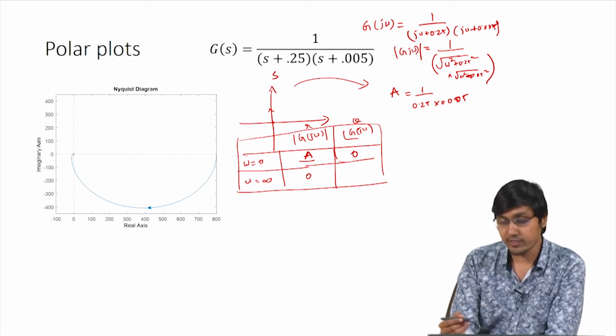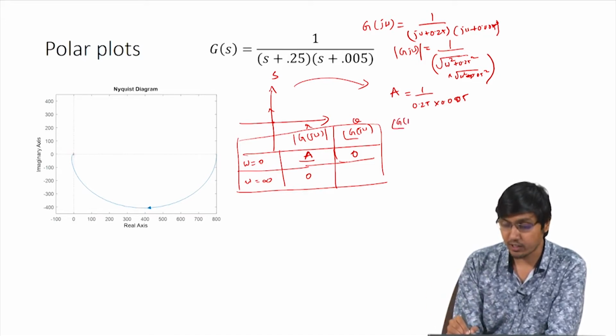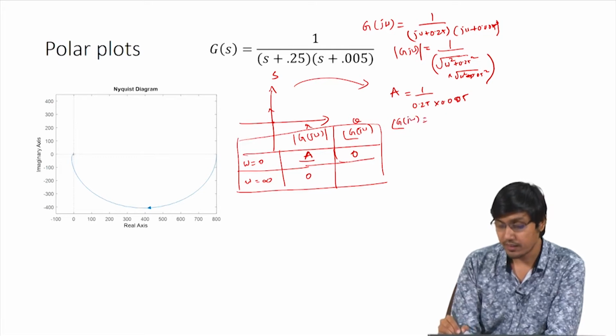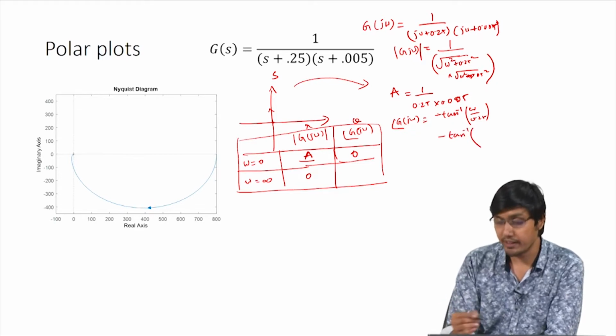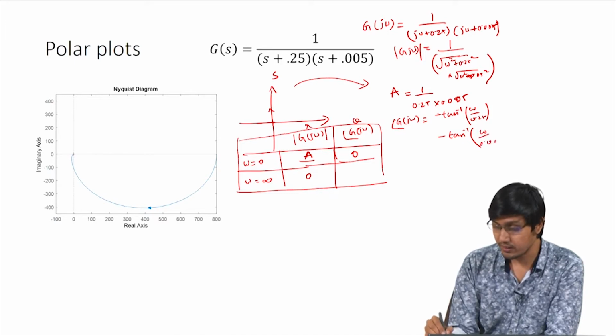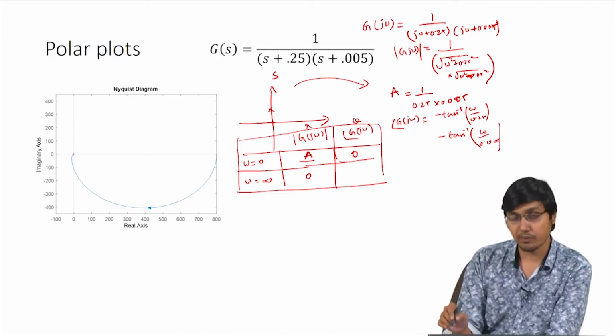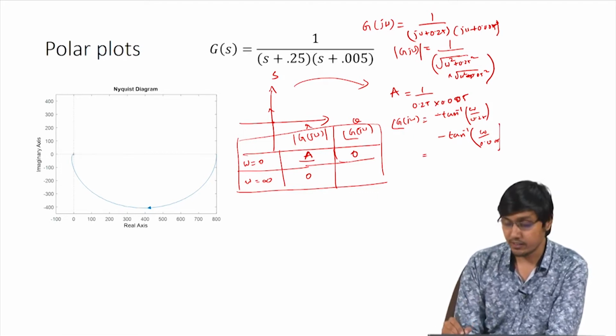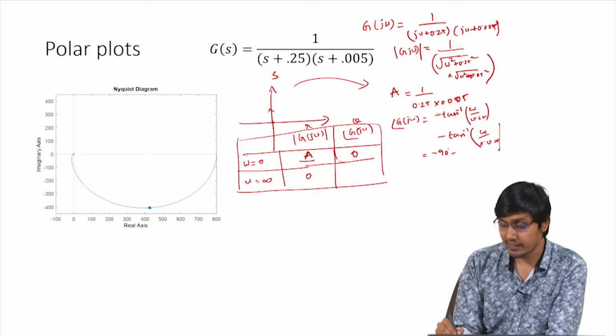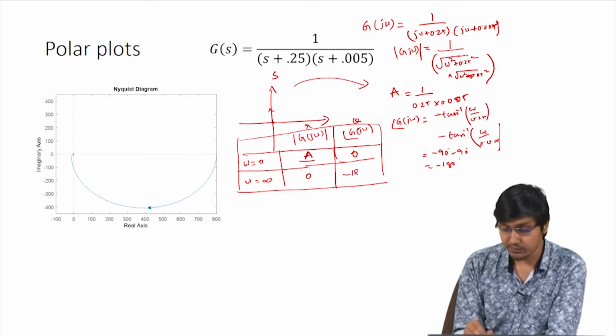And now let us see what happens for the angle. Angle of g of j omega is nothing but minus tan inverse omega by 0.25, because it's a pole, it's a denominator, so we have the minus, minus tan inverse omega by 0.005, right. So if you substitute omega equal to infinity, tan inverse infinity is pi by 2, which is 90 degree, so minus 90 for this term and minus 90 for this term, so basically it becomes minus 180 degree. So when omega equal to infinity, this becomes minus 180 degree.